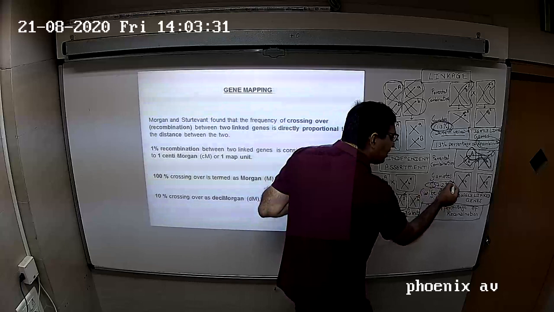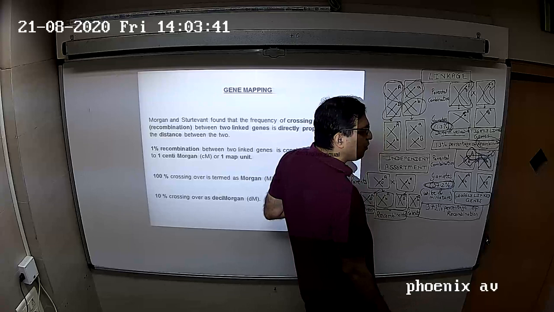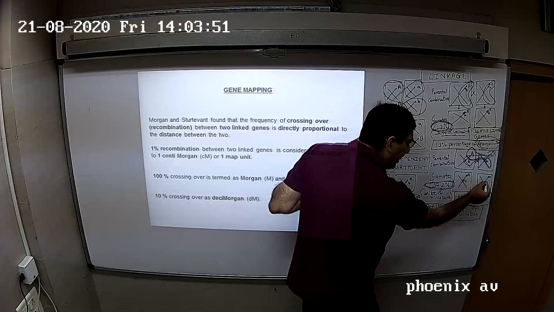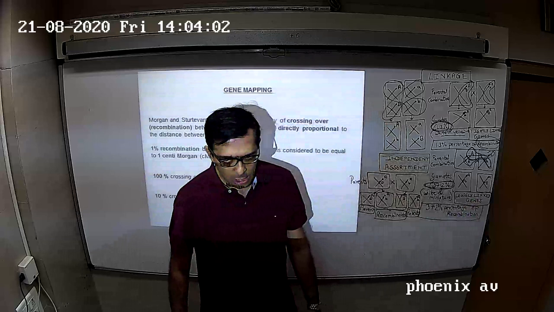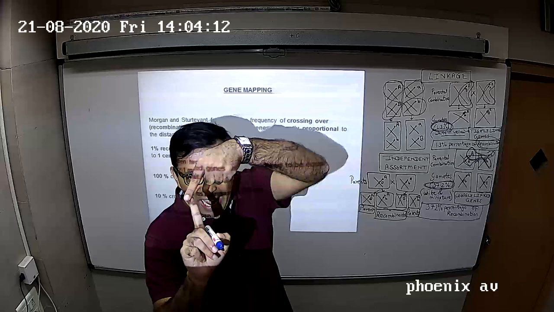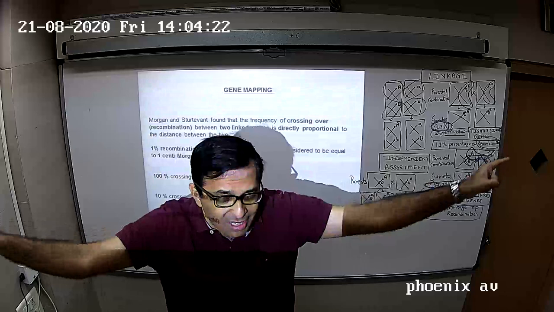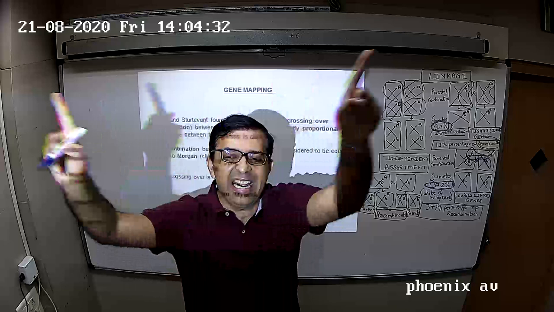37.2%. So, in case of white and yellow, closely, tightly linked genes, what was the percentage of recombination? 1.3. In case of capital A, capital B, small a, small b situated far apart, what is the percentage of recombination between white and miniature? 37.2. And what are such genes called as? Loosely linked genes. So, in genes ko kya kehte hai? Loosely linked. So, sir, as the distance between two genes on the same chromosome increases, chances of recombination will increase. If the distance between two genes on the same chromosome is more, chances of recombination is more, and those are called as loosely linked genes.